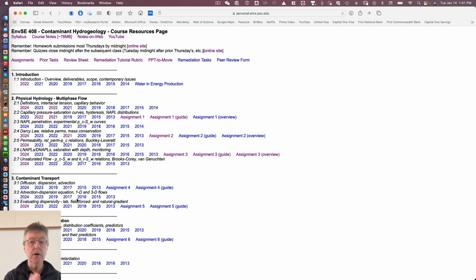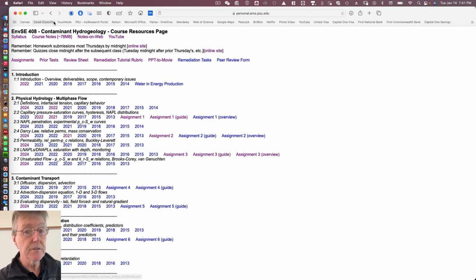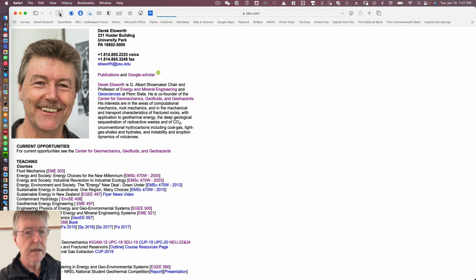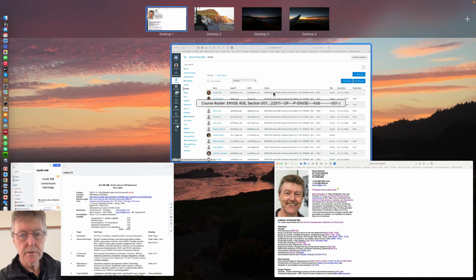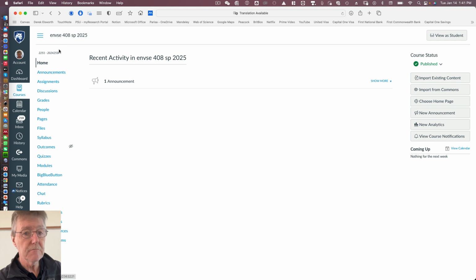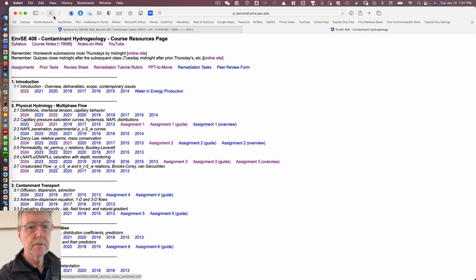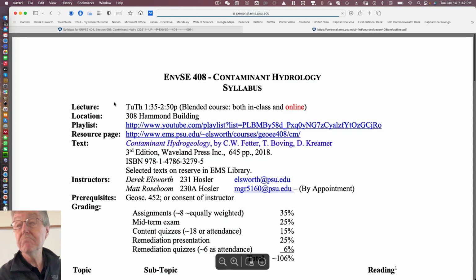So anyway, as you can surmise, it's the same on both screens. This is the course resources page for the class, which also exists under Canvas. That's not Canvas. Too many screens open. This is Canvas. All the material that you see here, the syllabus, is available on Canvas. No, it's not there. It's on the course resources page, syllabus here.